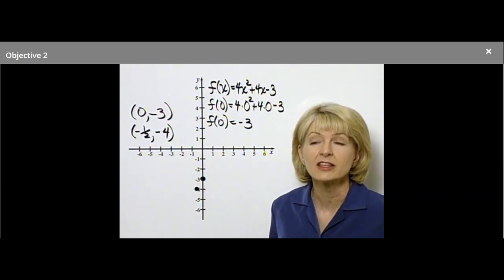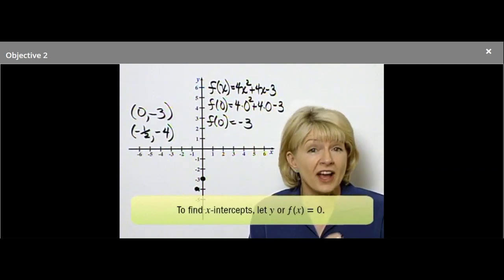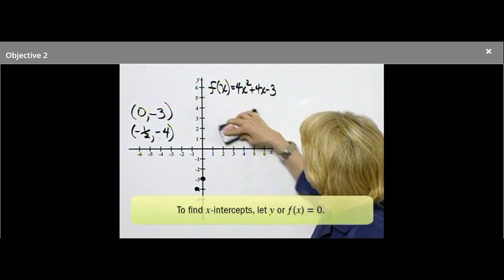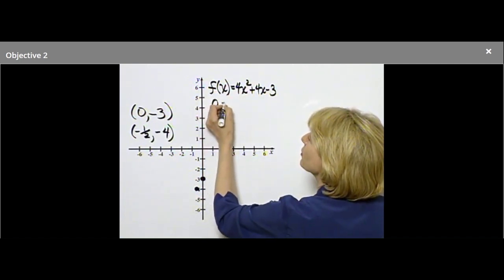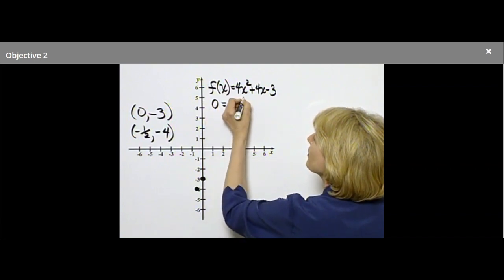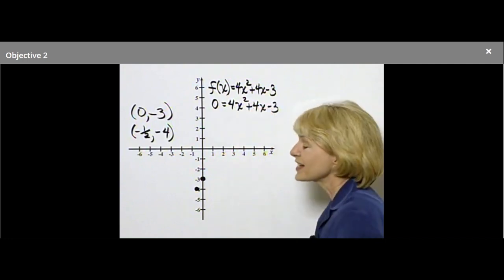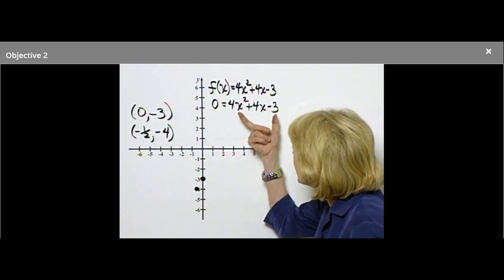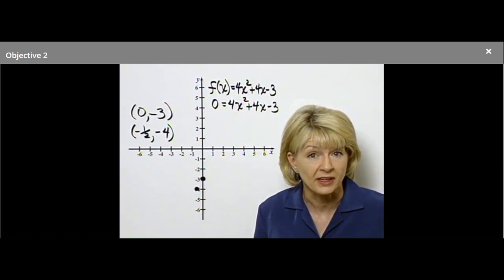Let's see how we find them. How do you always find an x-intercept? You let y or f of x be 0. So let's go back and let y or f of x be 0. And this is now the equation I need to solve. What type of equation is it? It is a quadratic equation. We hope this factors. If it doesn't, we use the quadratic formula.